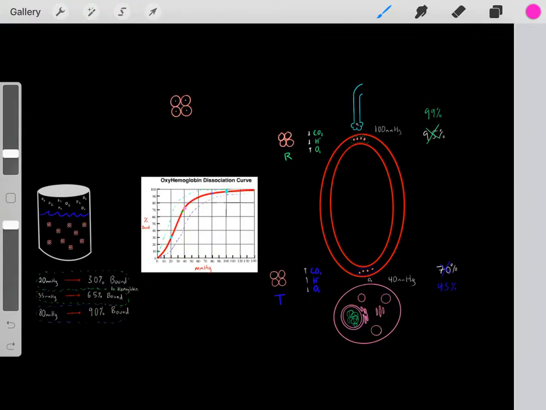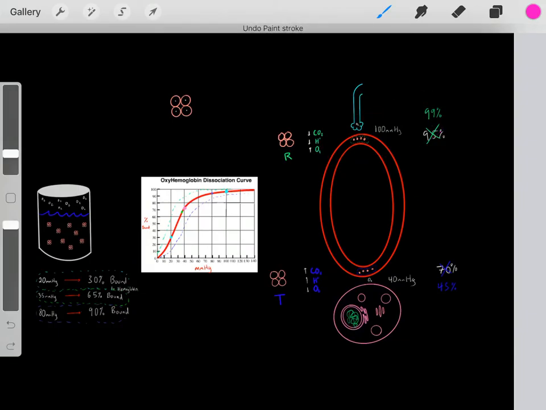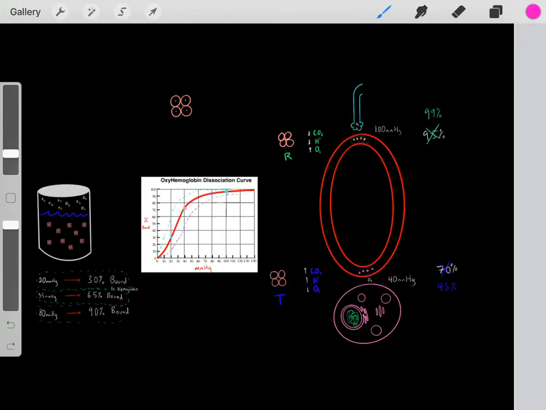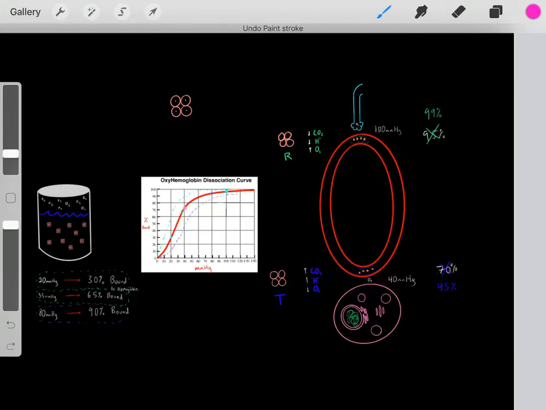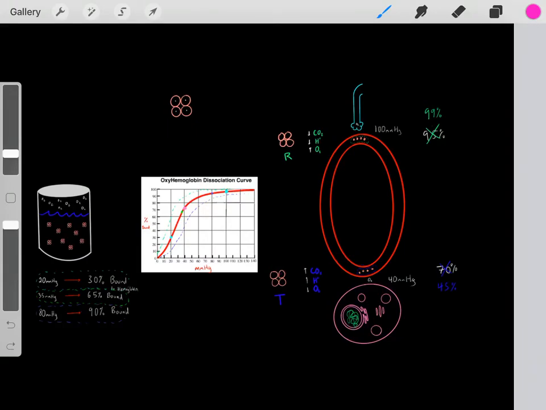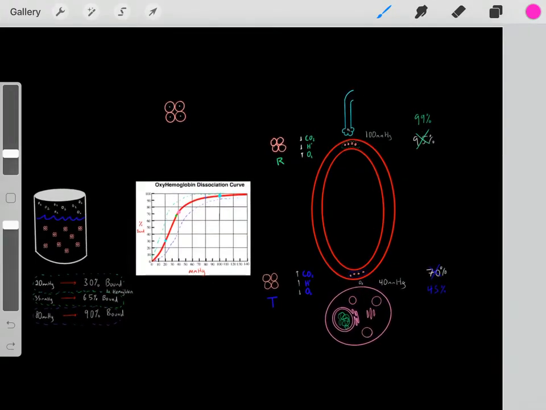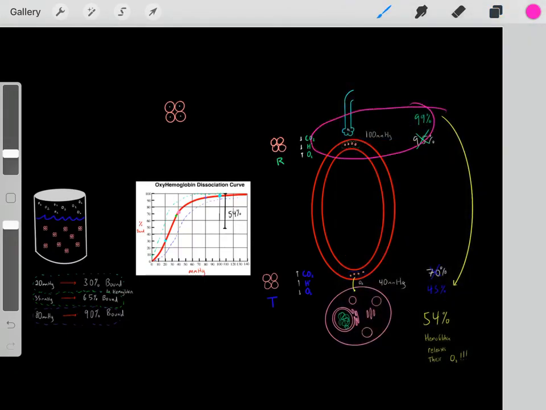So the point is, the hemoglobin up here binds oxygen very tightly. Around 99% of the hemoglobin is bound to oxygen. However, when the hemoglobin is down here under these conditions, it binds oxygen very weakly, where only 45% is bound because it turns to the T state. So what does that mean? That means if 99% of the hemoglobin is bound here, but once it travels down here, only 45% of the hemoglobin is bound, that means 54% of the hemoglobin isn't binding oxygen anymore. So 54% of the hemoglobin is releasing its oxygen.